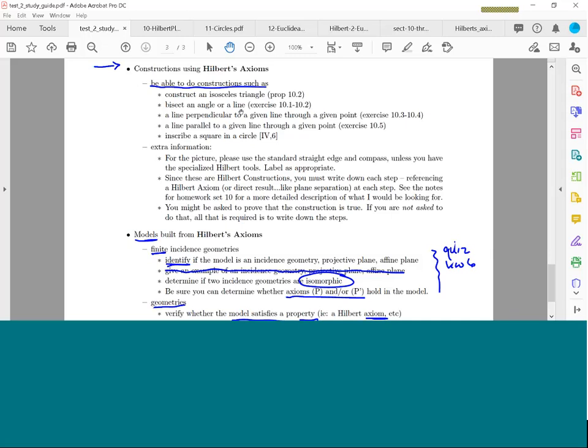How to bisect an angle. We did that in class. How to draw a line perpendicular to a given line through a given point. That's going to be our first example when we get done with the study guide, both if the point is not on the line and if the point is on the line. That one will be one of your homework questions, or if you've already started that homework, you've already seen it. How to draw a line parallel to a given line through a given point. I believe that's also one of your homework questions. And this last one, inscribing a square in a circle, is prepped to be our last example tonight.